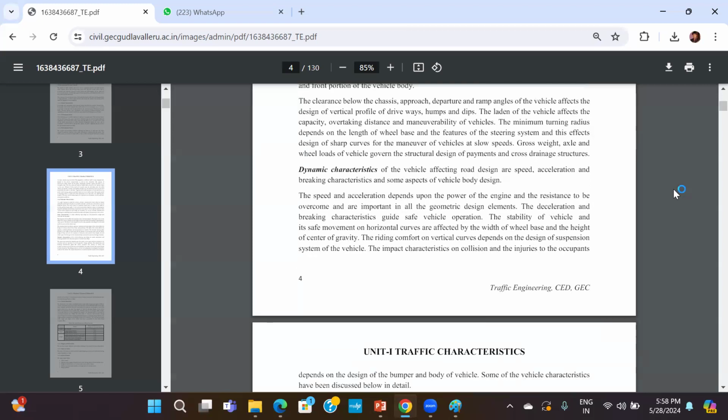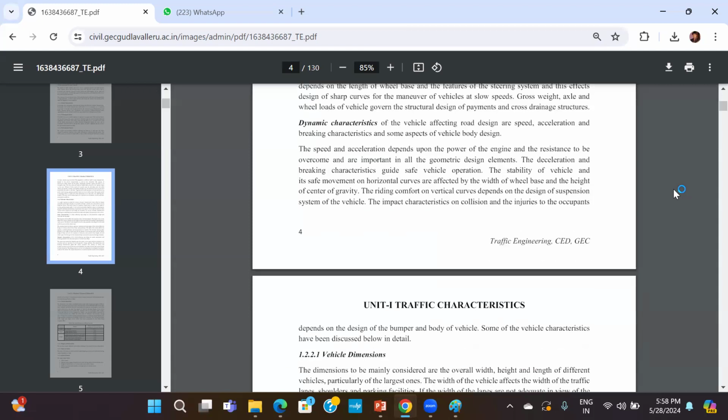And the riding comfort of the vehicle on the vertical curves depends on the design of the suspension system of the vehicles. So already we have seen the effects of the suspension system in the valley curves. So the important characteristics in collision and the injuries of occupants depend on the design of the bumper and the body of the vehicle.